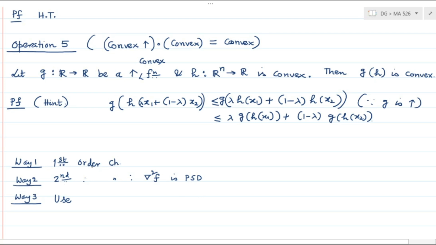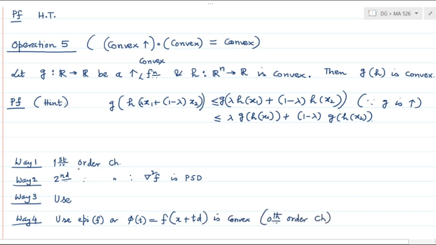And also you can use the zeroth order characterization along every possible direction, let me also put it as way 4, that uses the epigraph characterization, or that the function phi of t, given by f of x plus t times any direction you take, is convex. So you have four ways to check convexity. Either you can also use the defining inequality itself, but that will not always be easy. And therefore we have four particular ways to check convexity.